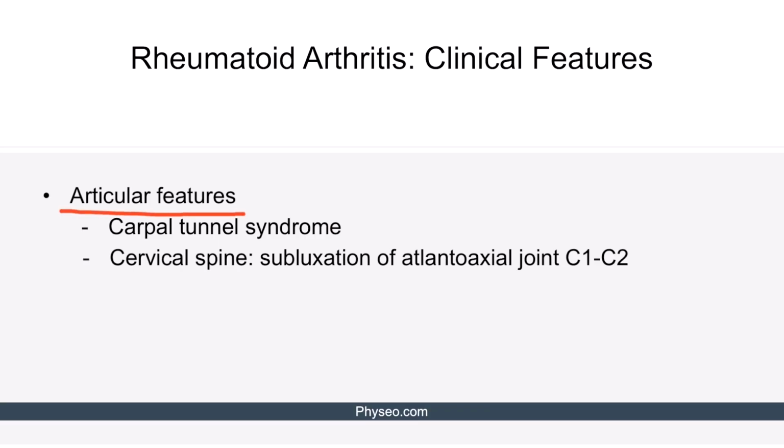Other articular findings include the entrapment of the median nerve, which results in carpal tunnel syndrome. Rheumatoid arthritis of the cervical spine presents with subluxation of the atlantoaxial joint located between C1 and C2 vertebrae, which can be particularly dangerous. This can cause compression of the spinal cord or the vertebral artery, leading to a stroke.